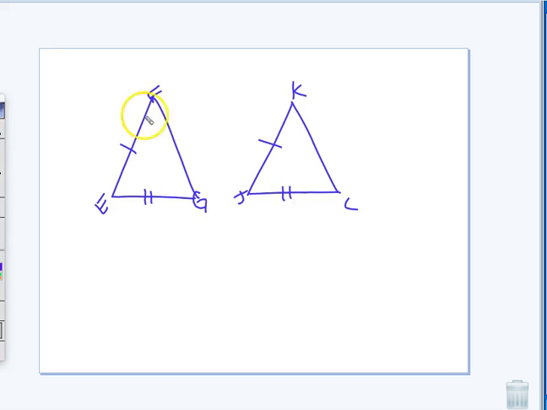Angle F is congruent to angle K. Now once again, I don't know anything about these sides or these angles. Everything that I've circled in green, I don't know anything about.